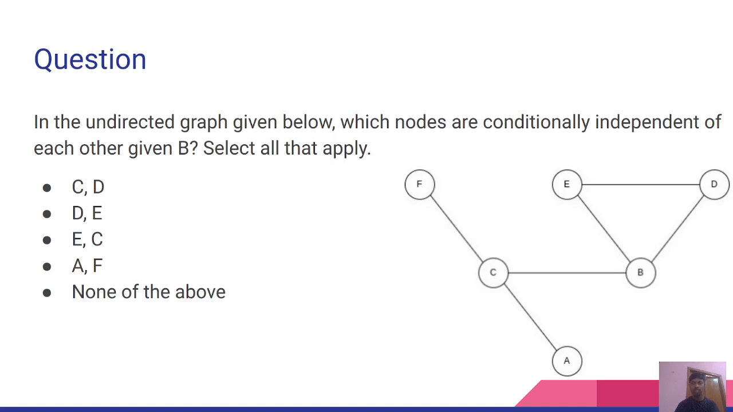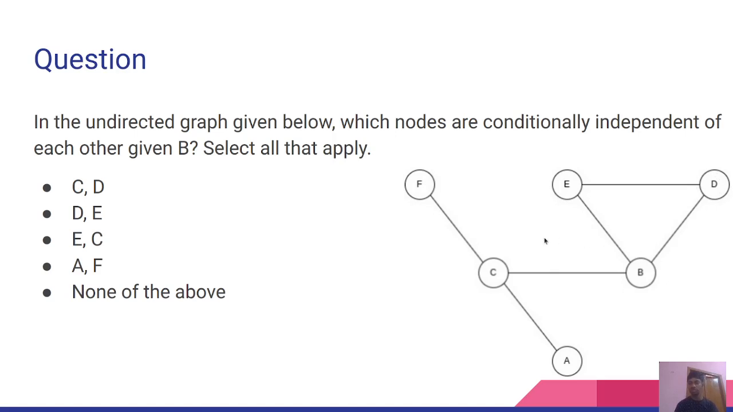So C and D, are they independent given B? Yes, sir. Because C to D is going via B, but if B itself is given, then suppose this node doesn't exist, then we cannot go C to D. So it is right that C and D are independent given B.